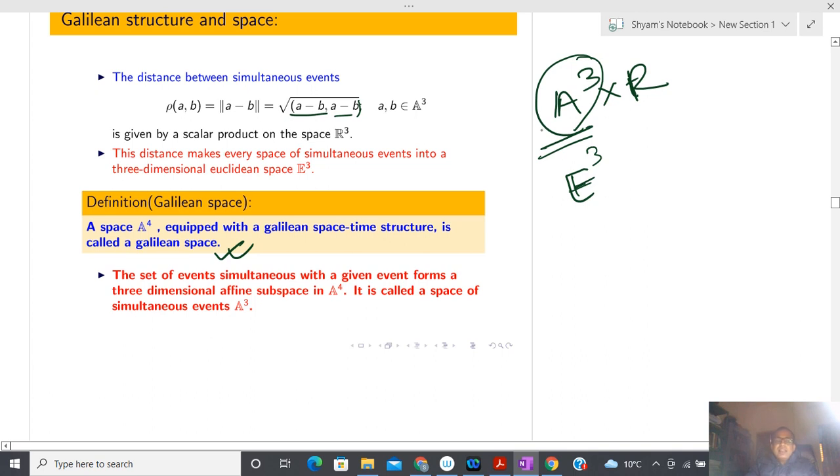Okay, and in this particular space-time structure, I am telling that the set of events is simultaneous, and we have defined what is the meaning of a simultaneous event. If that is 0, and b and a belong to the affine space, then we tell that as a simultaneous event. If that is not, then that is not a simultaneous event. It is called the space of simultaneous events in A3.